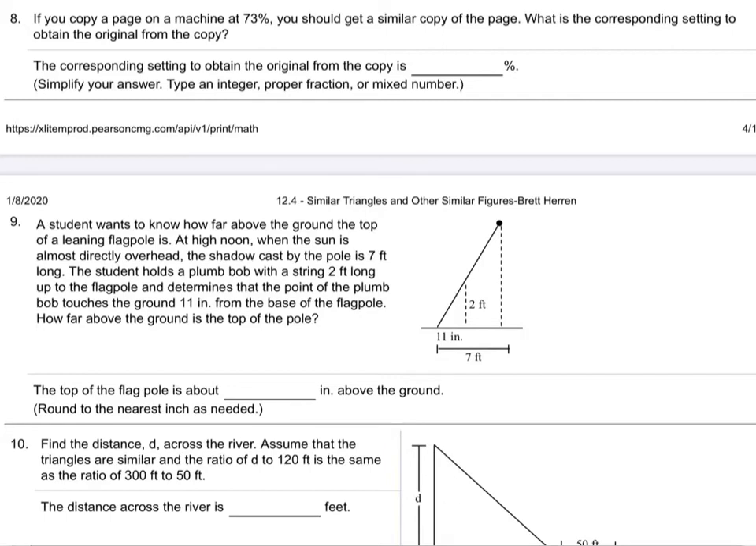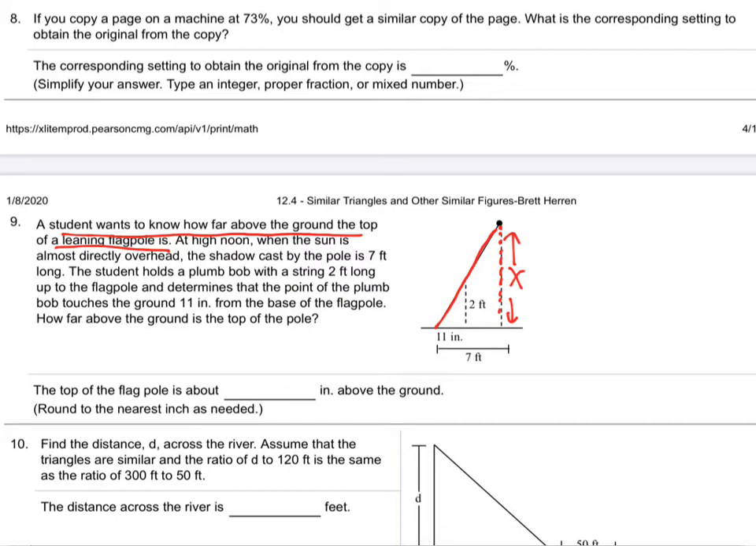So number 9 now. A student wants to know how far above the ground the top of a leaning flagpole is. So X, how far above the ground. This flagpole right here is leaning. It's the leaning tower of Pisa. It's the leaning flagpole. And we want to figure out how far above the ground it is. Well, you go straight down to the ground. That's X, its height. I want to find that. So how do we find that?